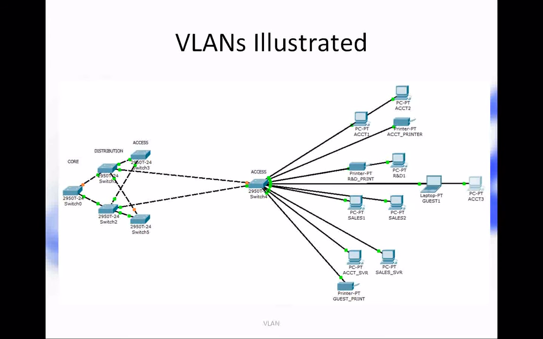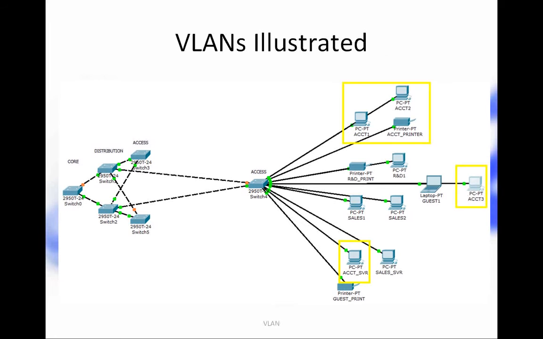Now let's single out a set of devices. For example, let's take a look at the accounting devices, which are a mix of computers, printers, and a server. So how can we connect these separated devices? VLANs are one such way. Using a VLAN would also add security.